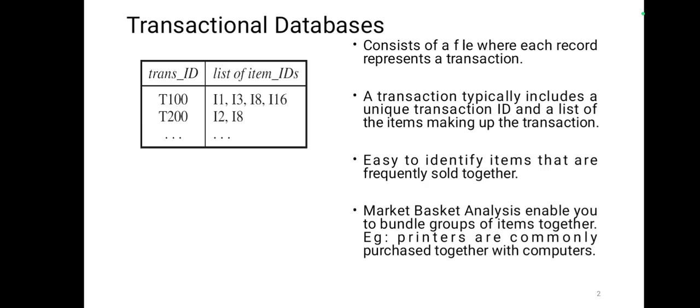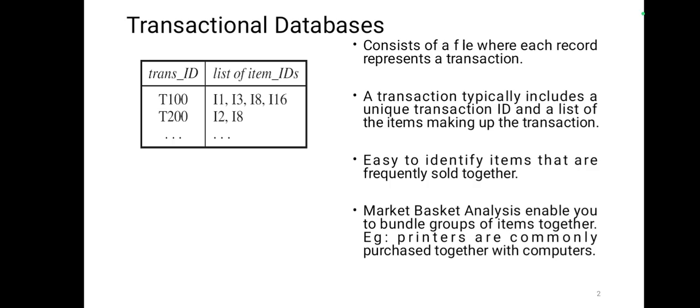So each transaction contains a unique transaction ID and the list of items involved in the transaction. Once again, the transaction ID will not be repeated, but the list of items can be repeated. For example, when a customer purchases a laptop, mouse and printer from an online store, all these purchased items are stored together as one transaction.